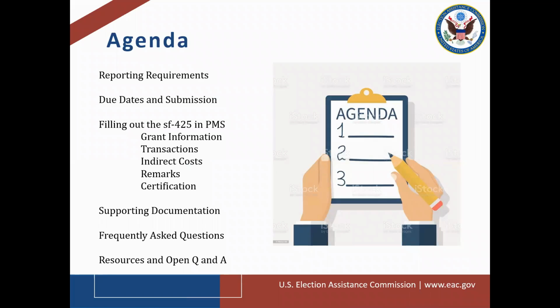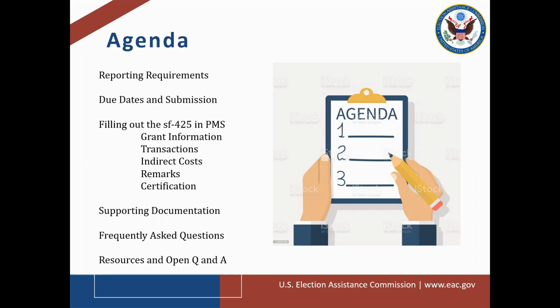We're going to just go through our agenda for today. Our training is going to cover the reporting requirements, the due dates, and how to submit, and then walk through the SF425, which is basically the form that you're going to find in the payment management system. And it'll be broken down into grant information, transactions, indirect costs, remarks, and certification.